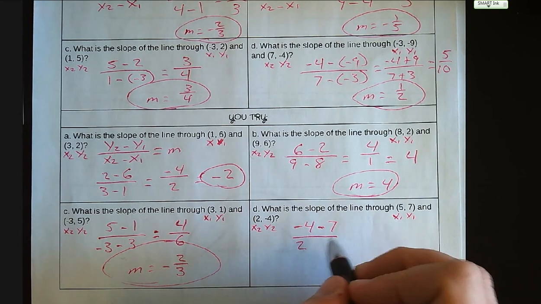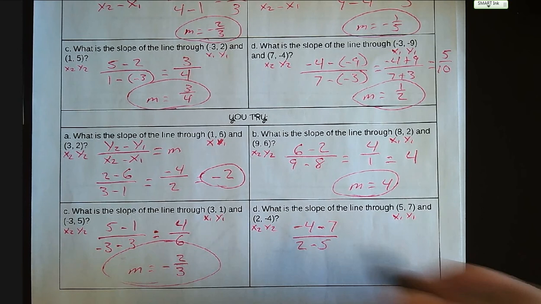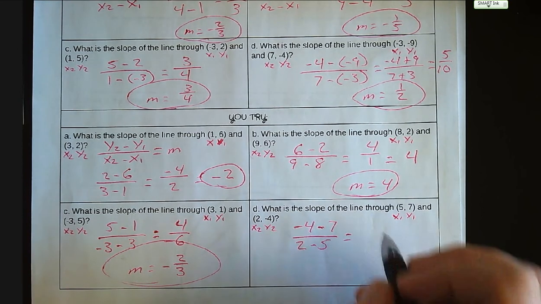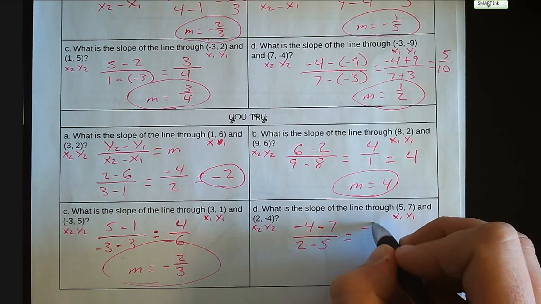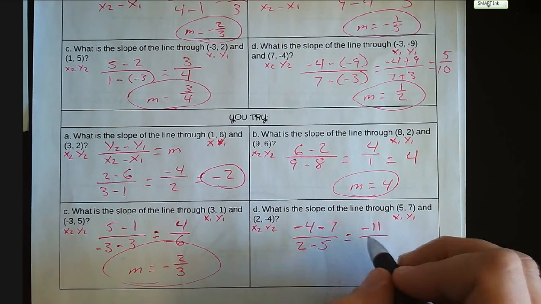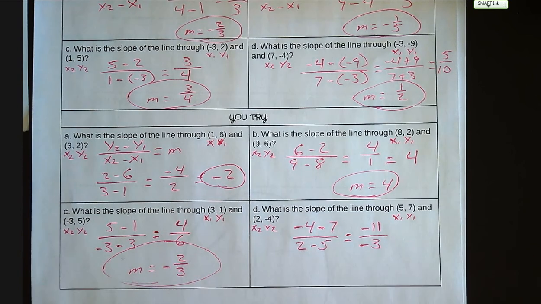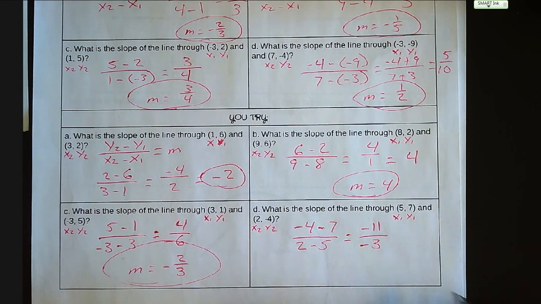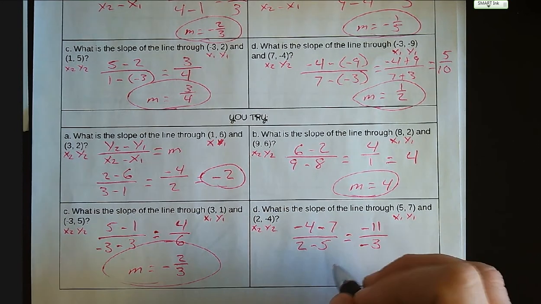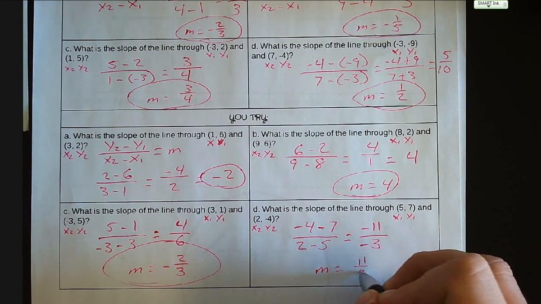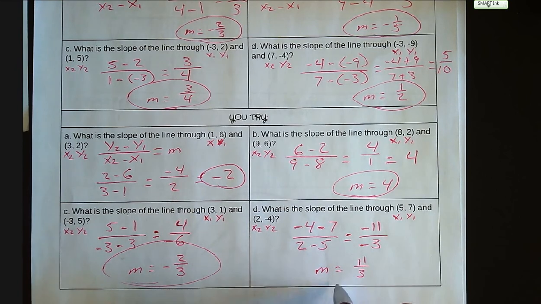x1 is 5, so it's 2 minus 5. So negative 4 minus 7 is negative 11. 2 minus 5 is a negative 3. And this one, we've got to remember, we've got two negatives both in the numerator and the denominator. Those are going to cancel each other. So that means our slope is actually going to be a positive 11 over 3.